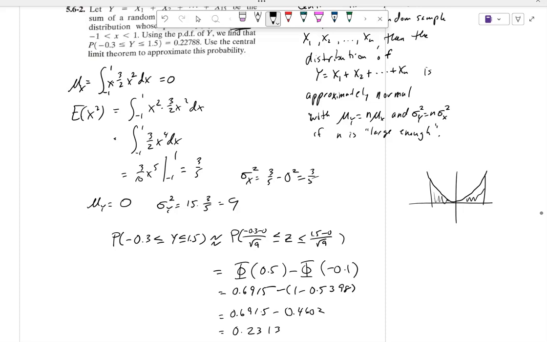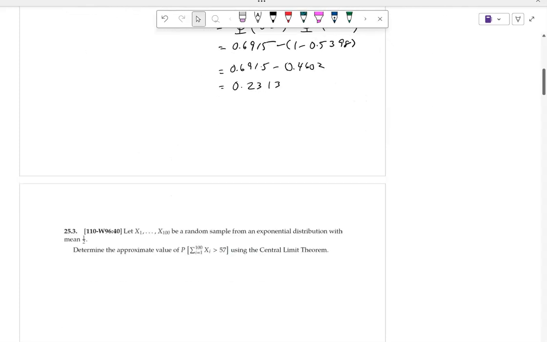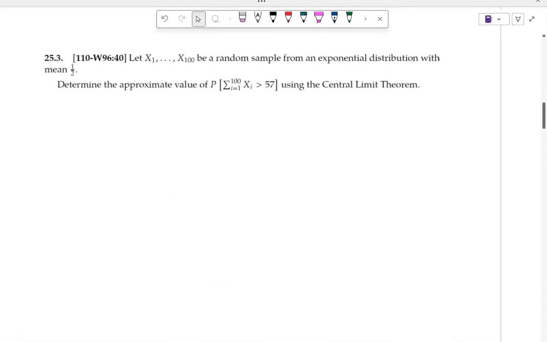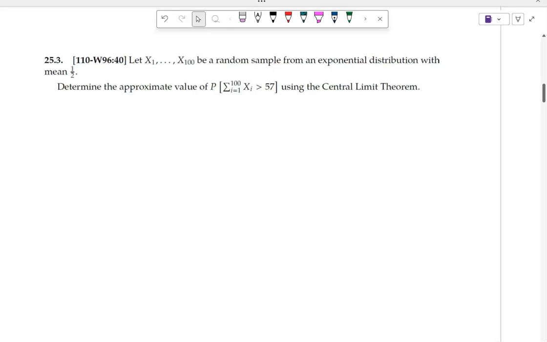Questions on that one? We're going to do more. All right. Do the next one. Pardon me. This one we'll see how we're pretty good, because we can talk about what the distribution actually is, and then we can use technology to help us out. Calculate the approximate value that the sum of the x's is greater than 57.